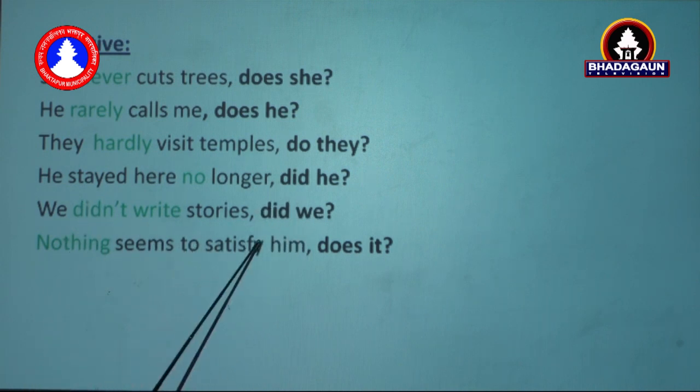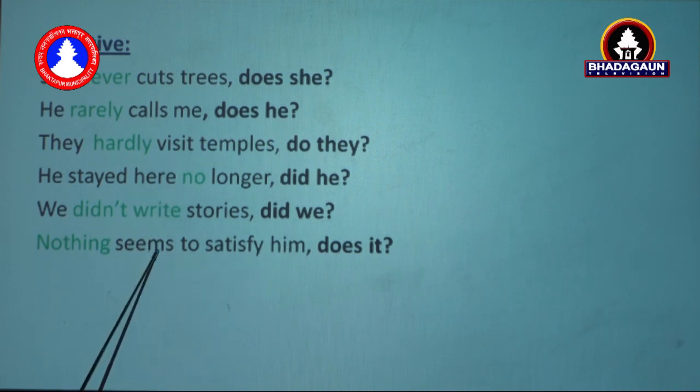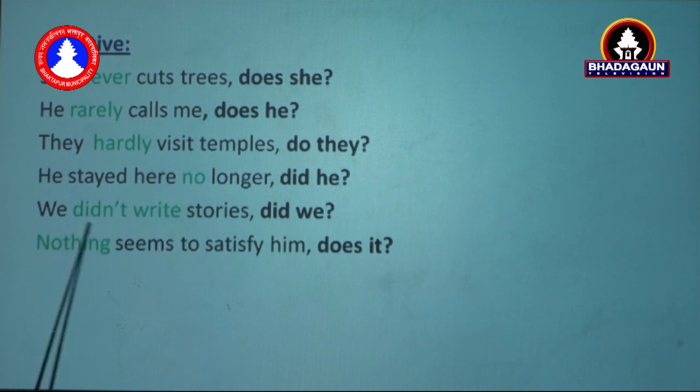Nothing seems to satisfy him. No auxiliary verb. Seems, verb 5. Right? Verb 5 means does. Nothing is not an auxiliary, it is a pronoun. We have to extract the pronoun from this word, that is it.